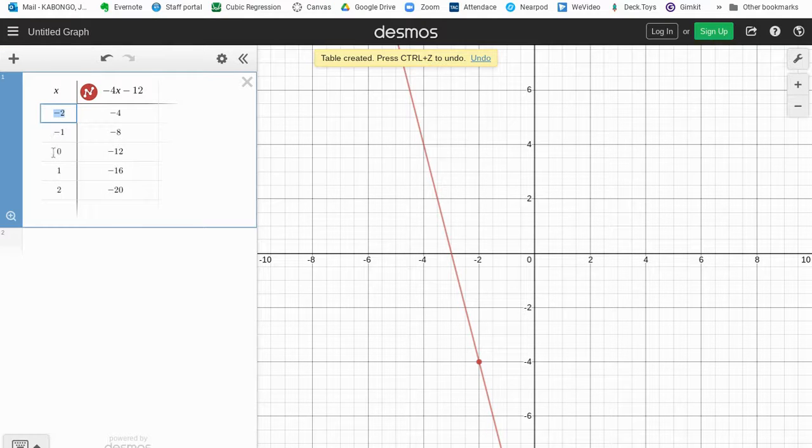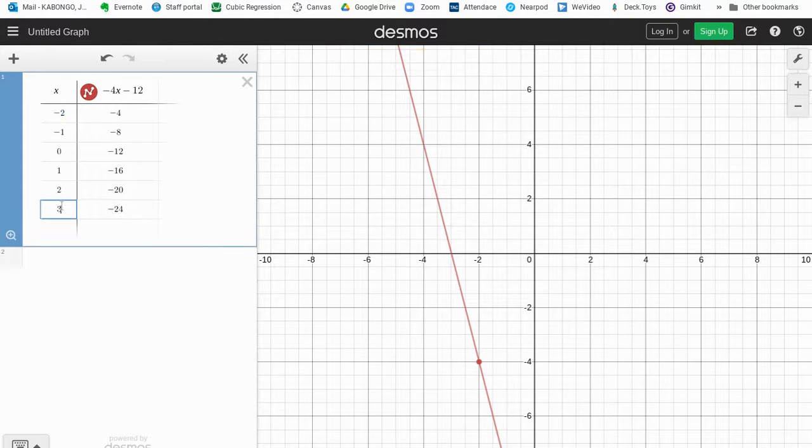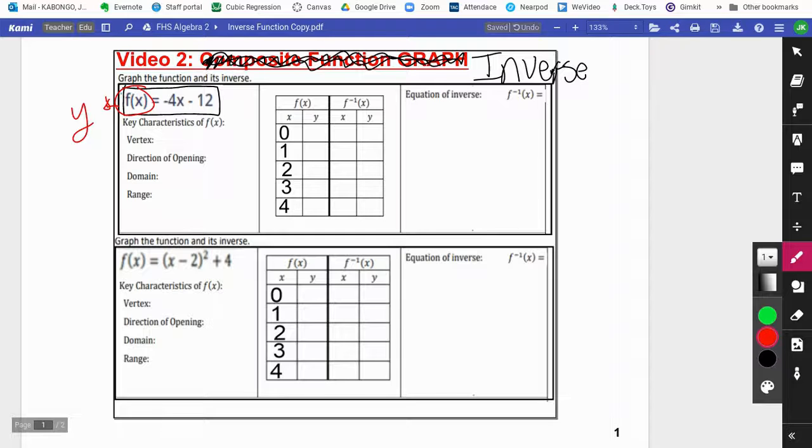So we need 0, 1, 2. I believe I have 3, and then I have 4. So these numbers just go in your Nearpod or whatever. If you're doing paper, that's fine as well. So we're going to go right here. Let's put these numbers. For 0 we have negative 12, and for 1 we have negative 16. For 2 we have negative 20. I wrote them down somewhere here so that I don't have to go back and forth. Okay. All right. These are the numbers I came up with.